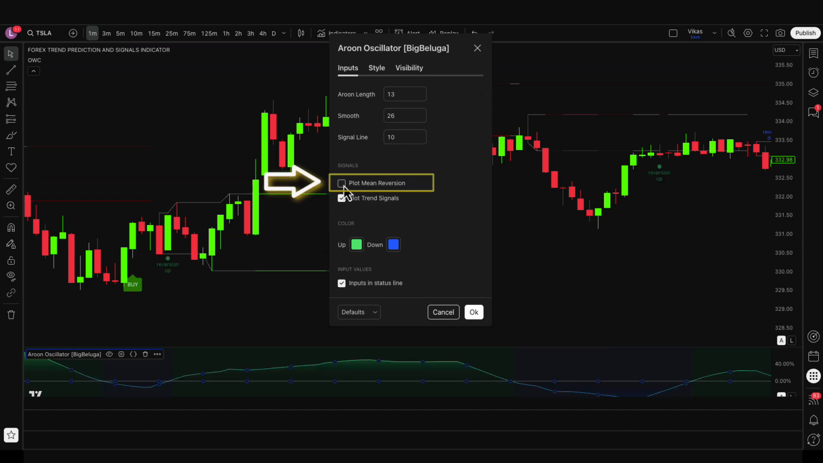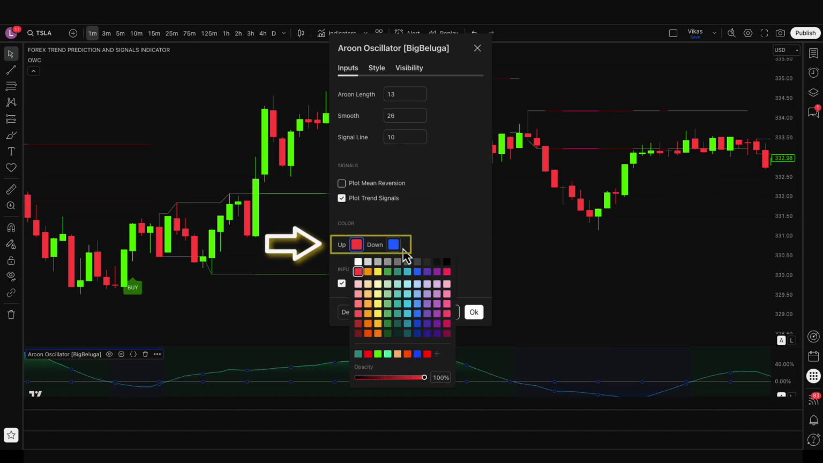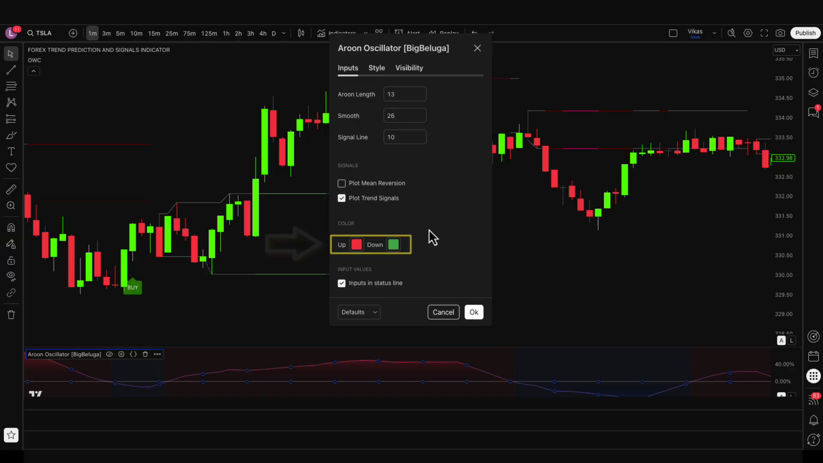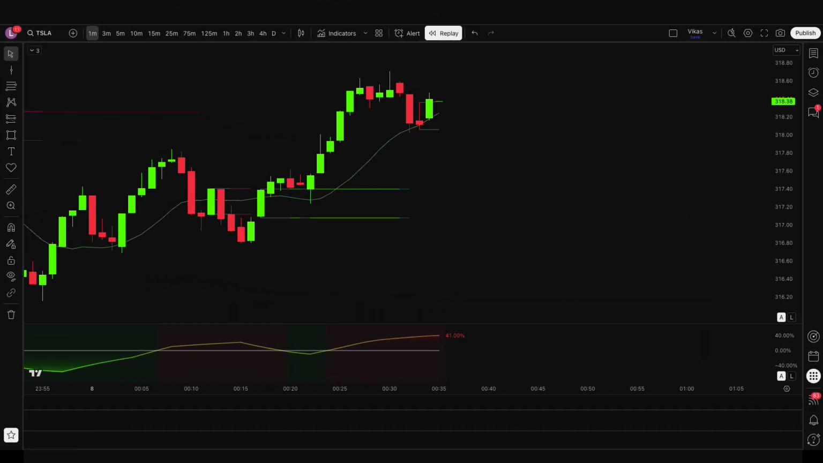We need to hide these options. We have to change this up and down color option to green and red. Now our setup is ready.